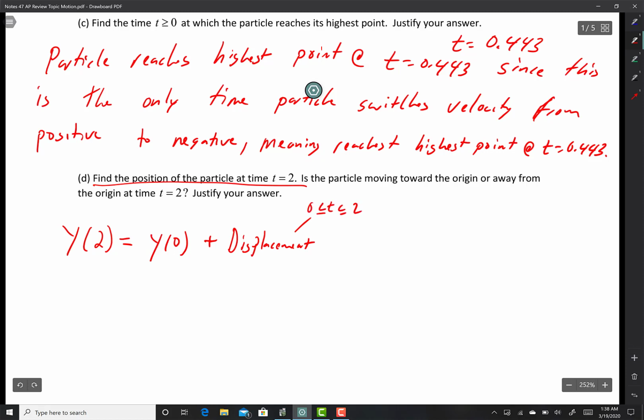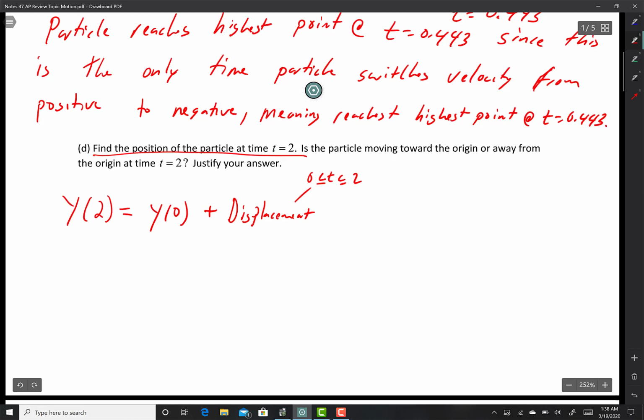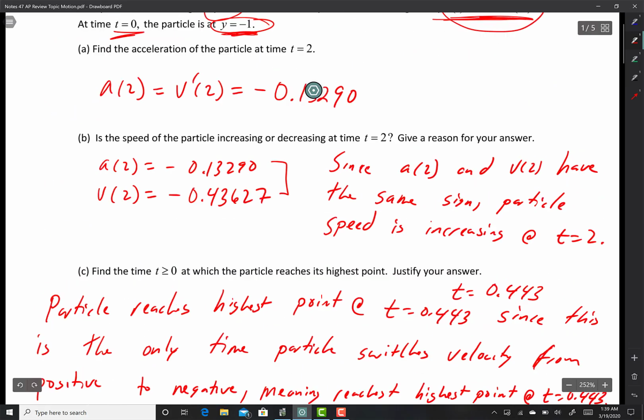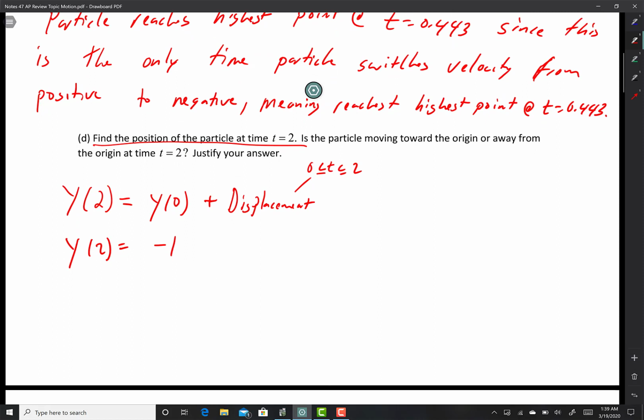Now, how do I find displacement in calculus? Well, you take the integral of your velocity. So, here we go. y of 2 is equal to my position y at 0, which if I remember was negative 1. I hope my memory is not that bad. Plus the integral from 0 to 2 of your velocity, v of t dt. And that will give you your answer.